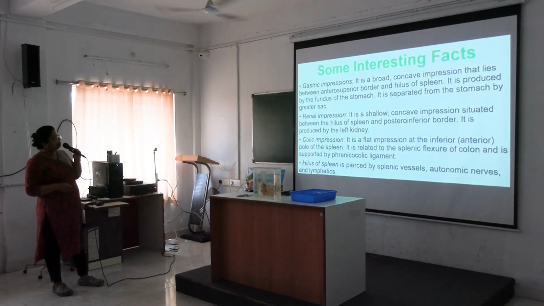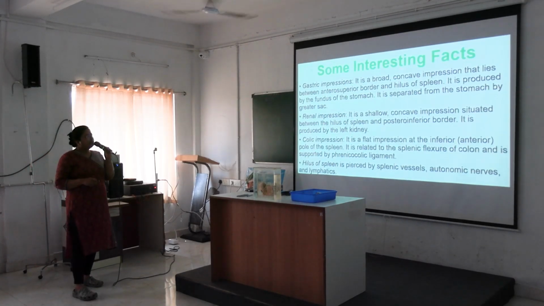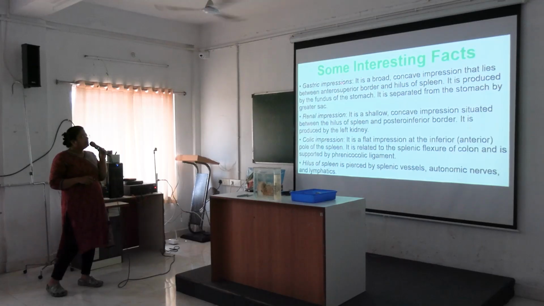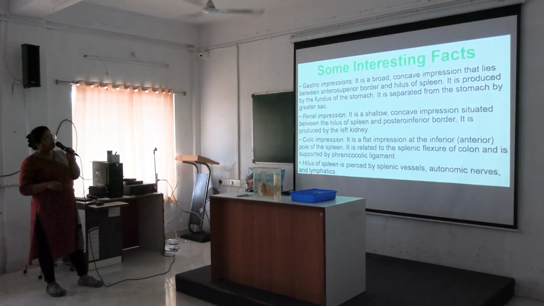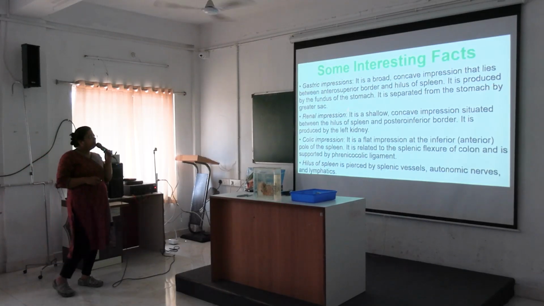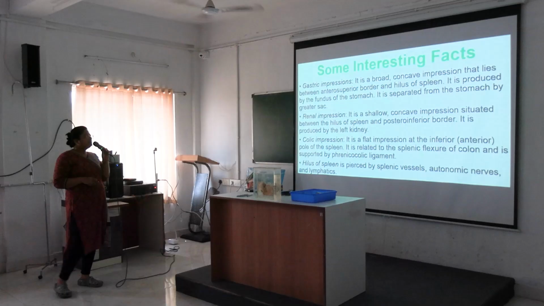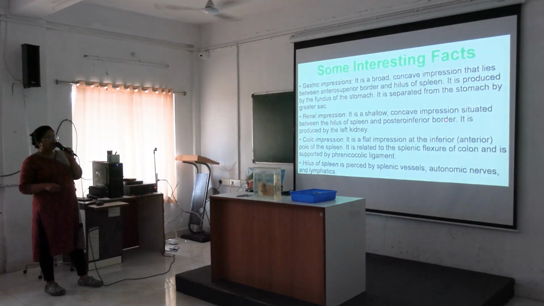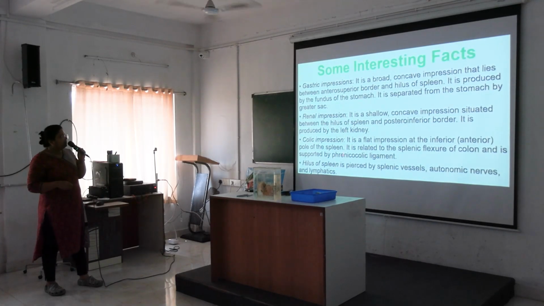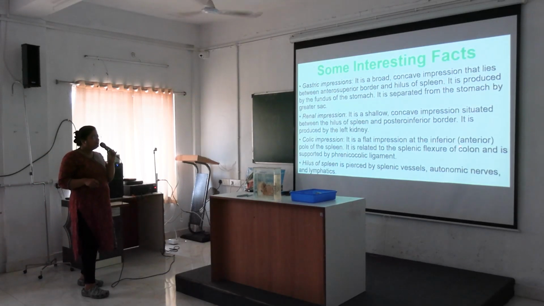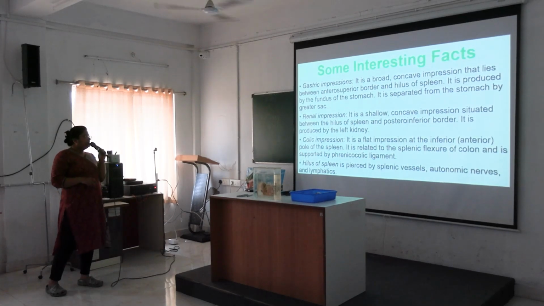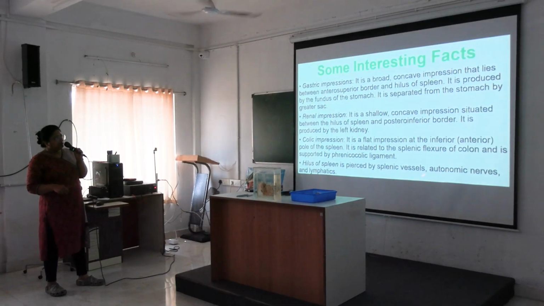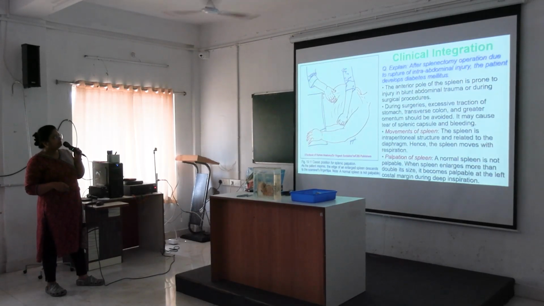anterior angle, posterior, anterior end, posterior end. So the gastric impression is a broad concave impression lying between the anterosuperior border and the hilum of the spleen, produced by the fundus of the stomach, separated from the stomach by the greater sac. Renal impression is a shallow concave impression situated between the hilum of the spleen and the posterior inferior border, produced by the left kidney. Colic impression is a flat impression at the inferior or anterior pole of the spleen. It is related to the splenic flexure of the colon and is supported by the phrenicocolic ligament. And the hilum of the spleen is pierced by splenic vessels, autonomic nerves and lymphatics.